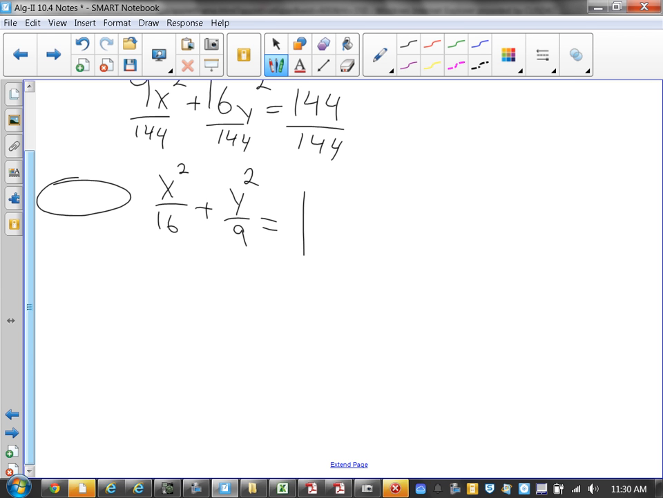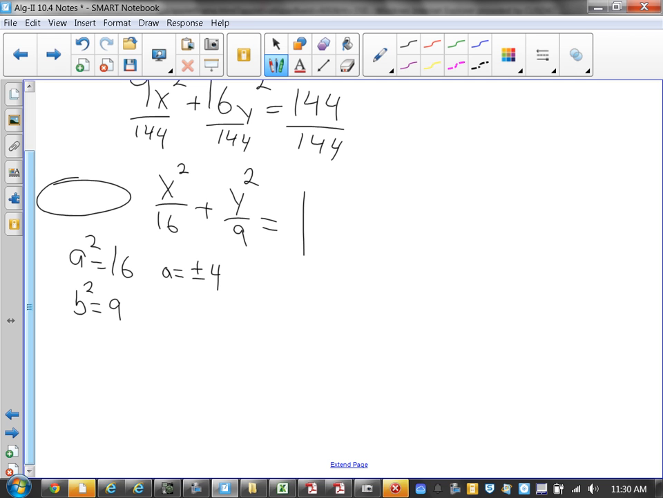How do you know again which way it goes? Because the A squared term is always bigger. So if the bigger term is under the x, it's stretched left and right. If the bigger term is underneath the y, it's stretched up and down. Always, always, always. All right, that's how this works. So now, we know what A squared is, so here's what you do. A squared equals 16. B squared equals 9. What's A equal to then? 4. Plus or minus, ladies and gentlemen, we took the square root. Right?